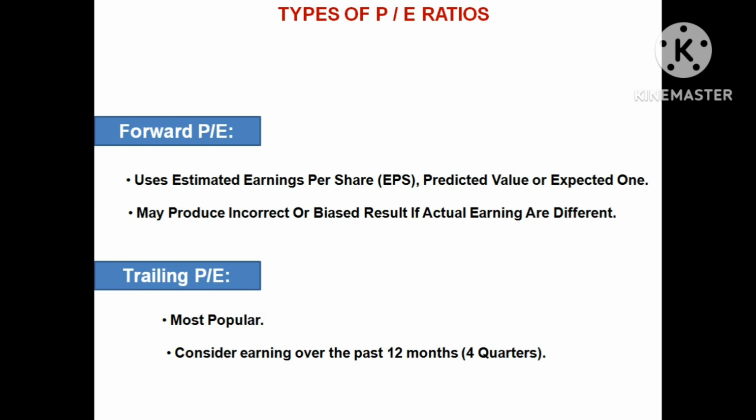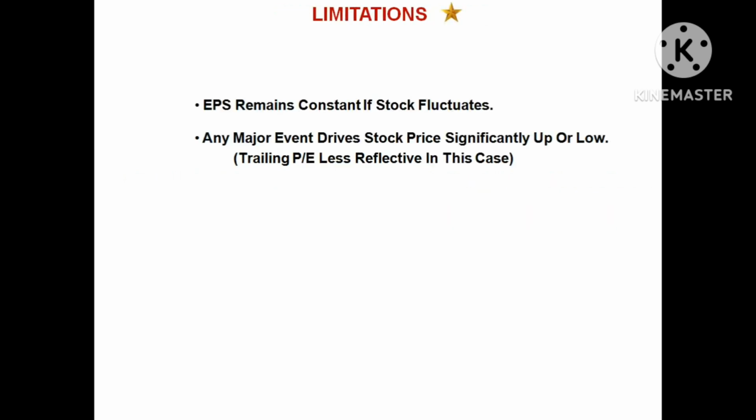Coming to the trailing PE, which is the most popular one, it considers the earnings per share over the last 4 quarters, which is nothing but 12 months. Coming to the limitations, the PE ratio has certain limitations. The earnings per share remain constant even if the stock fluctuates. The stock is traded every day in the market, but earnings per share are announced by the company once every 3 months, or quarterly. So if the stock fluctuates every day, the PE ratio will vary, and any major event that drives the stock price significantly up or down makes the trailing PE less reflective.